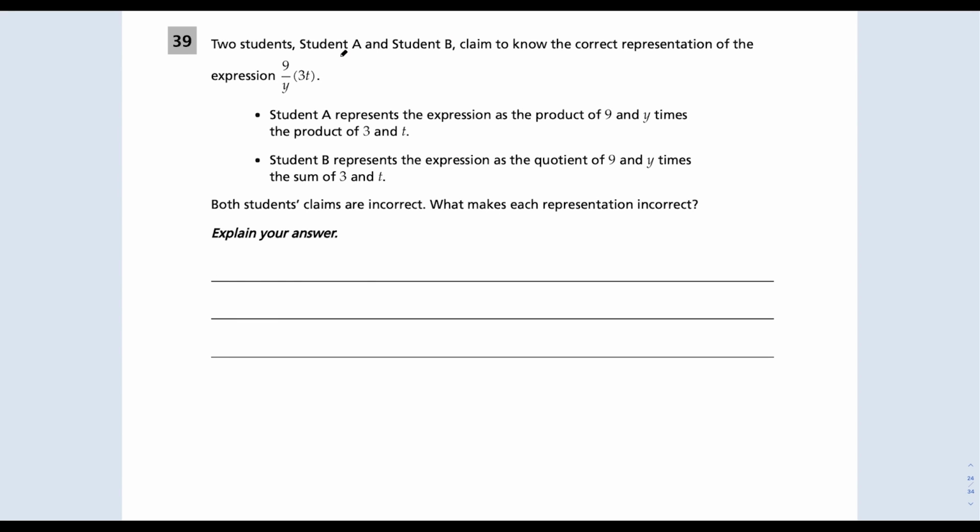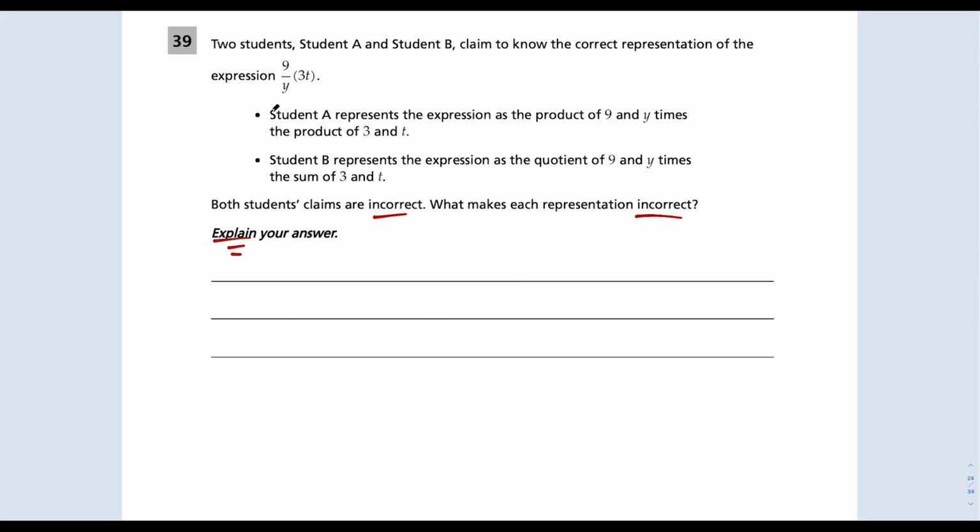So question 39, we have 2 students, student A and student B, and they claim to know the correct representation of this expression here. And both students' claims are incorrect. And we want to know what makes each representation incorrect. And we actually have to explain our answer, which means we actually have to write a sentence here. So this expression is 9 divided by y times 3 times t.